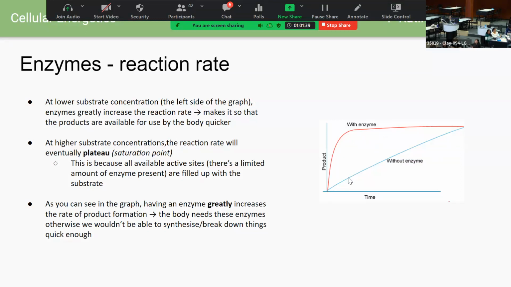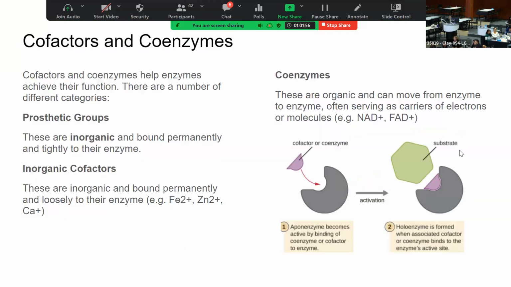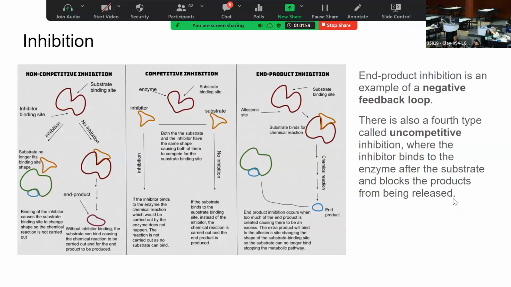You can see this here as well, the rate of reaction without enzyme versus with enzyme. You can see it's quite quick, but then it reaches a plateau as either all the enzymes become saturated or all the products have already been made. This one here, not as important. You can just read through that in your own time.